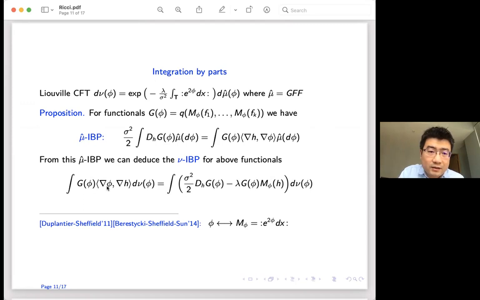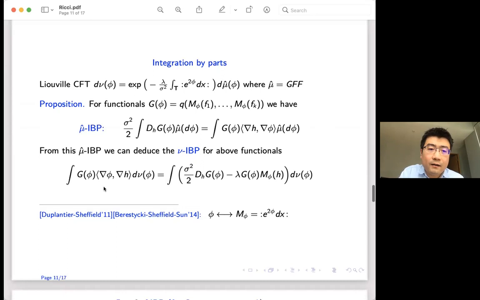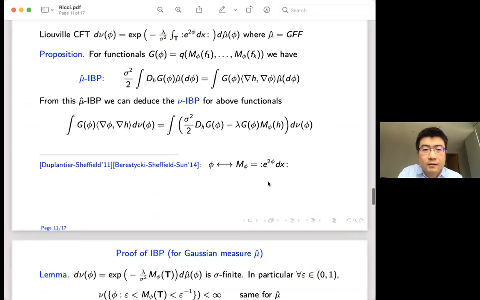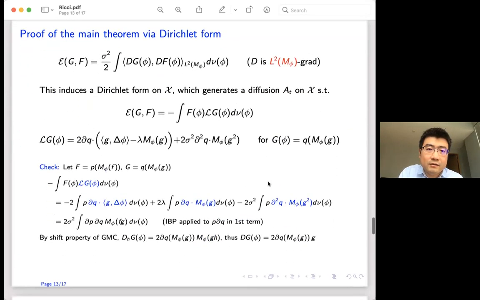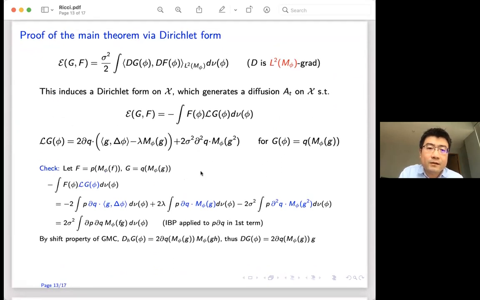So basically the output is that under this integral against the nu, multiplying a function by this kind of quadratic thing is the same as taking the derivative of that function and then multiplying by the GMC. This M is a GMC for the phi. I'll skip the details. Basically, we can prove this integration by parts, and then use a similar strategy as I explained in the one-dimensional example: first we have a Dirichlet form, then by the theory it generates a diffusion, and then we can identify the martingale part and the drift part of the diffusion, and see that indeed you have the right one-dimensional projection.